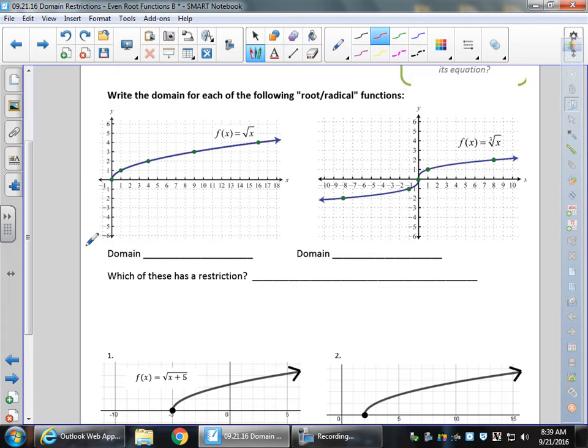So let's talk domain of this first function. What are we thinking there for the domain? Is it all real numbers? This first one? I come in from the left. Do I hit an arrow? No, so it's definitely not going to be all real numbers. Where am I starting? 0 to what? Infinity.